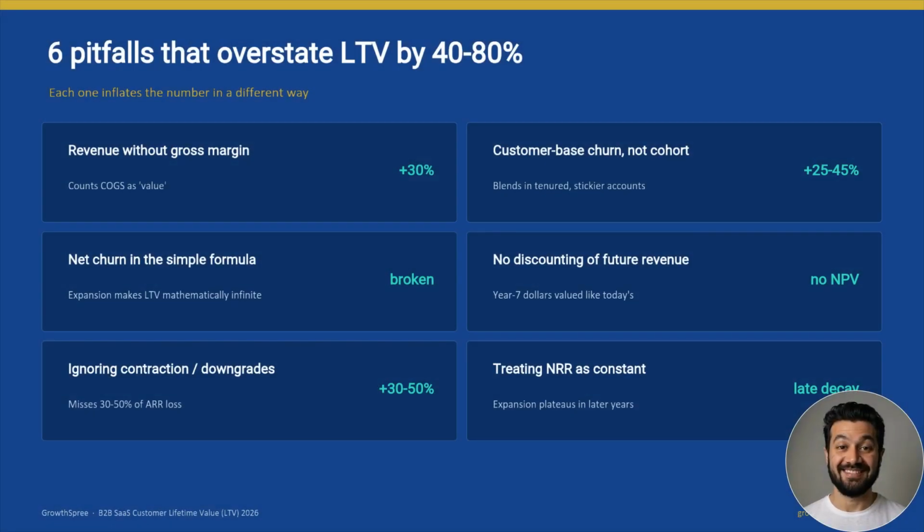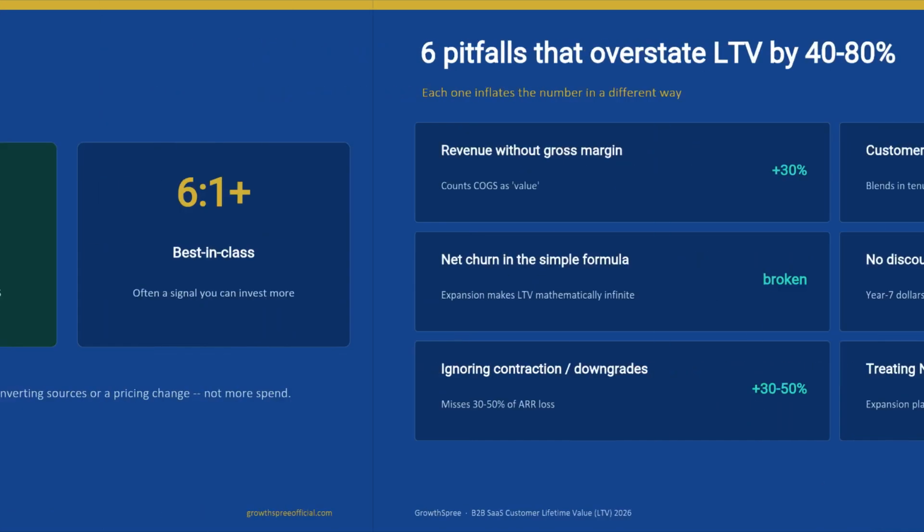Now the traps. 6 pitfalls inflate LTV by 40 to 80%. Revenue without gross margin adds 30%. Customer-based churn instead of cohort churn adds 25 to 45. Net churn makes the simple formula infinite. No discounting of future dollars. Ignoring contraction, 30 to 50% of ARR loss. And treating NRR as constant when it decays.